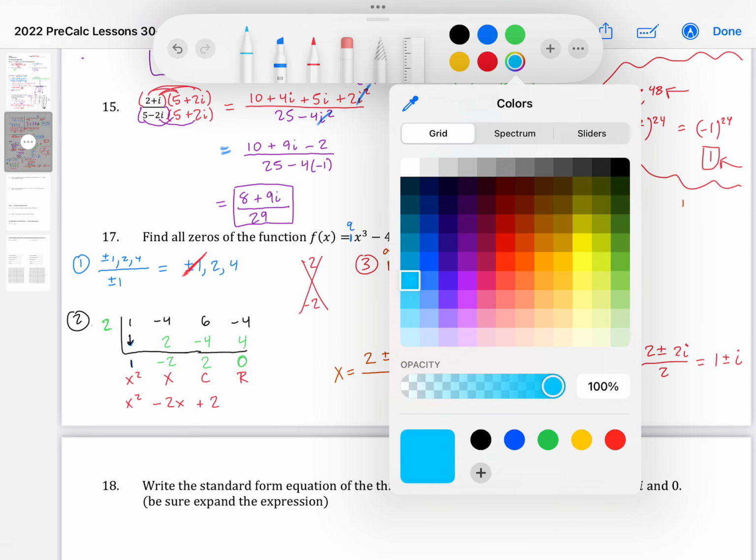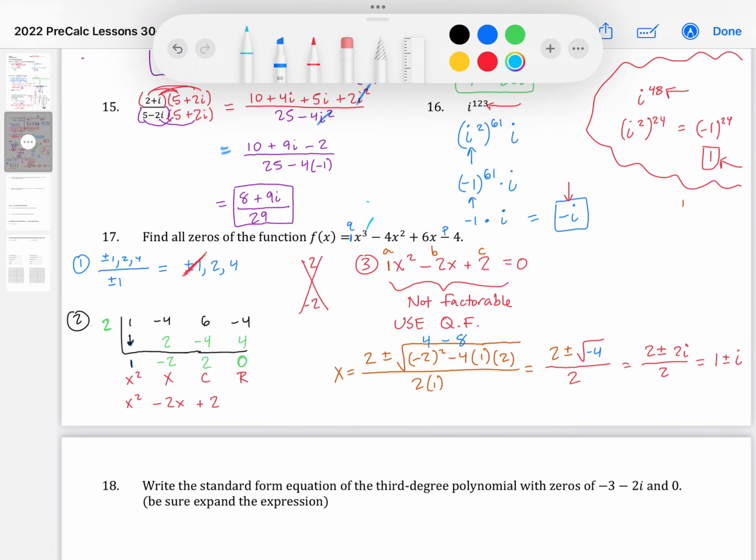Notice that on this problem, I have a power of 3. That's the degree, so I should have 3 solutions. I do. Remember, this 2 is a solution because it gave us a remainder of 0. Then we have x equals 1 plus i, and we have x equals 1 minus i. So those are our 3 solutions to this polynomial.